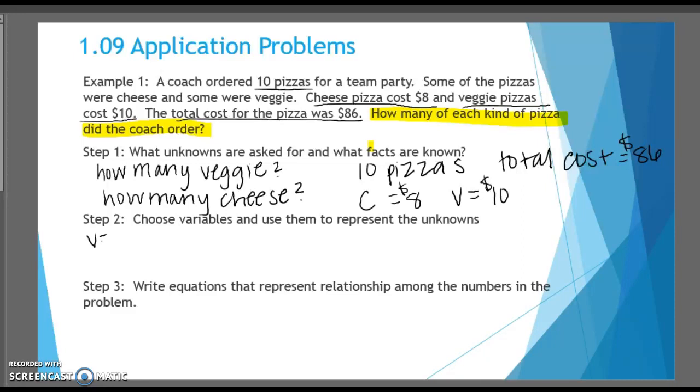Okay? Choose variables and use them to represent the unknowns. Well, I like V for the number of veggie pizzas. And I like C for the number of cheese pizzas. Okay? So those are our variables.